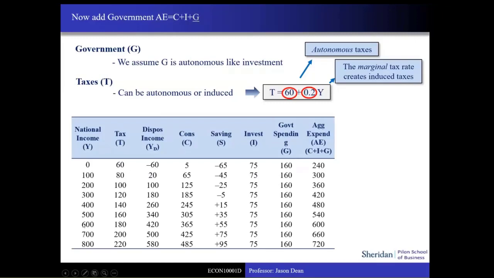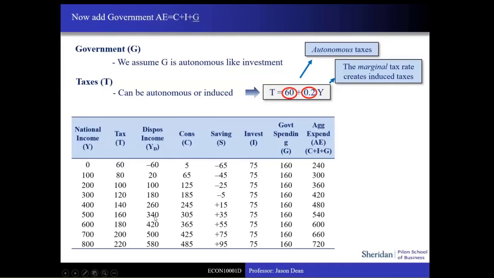Now, if we were to look at higher levels like 500, our tax would be 160 because we're going to plug 500 in here, multiply that by 0.2, and then add 60. And if we do that, we will get 160. So if the economy's overall income is 500 and all the households have to give this amount to the government, then their disposable income would be 340. So we're adding this new term here called disposable income, which is just your income after taxes. So on your paycheck from work, it's the net amount that you get after you pay tax.